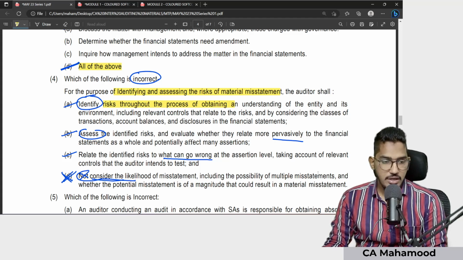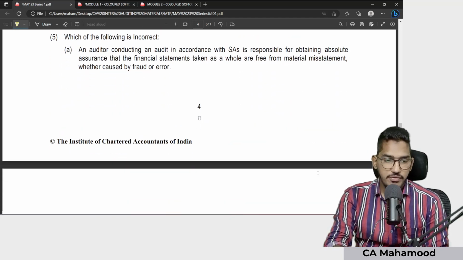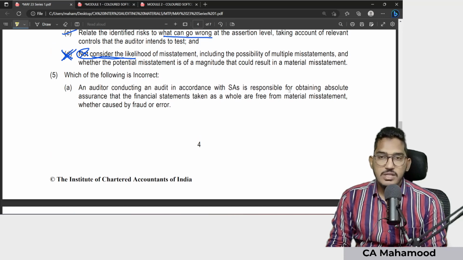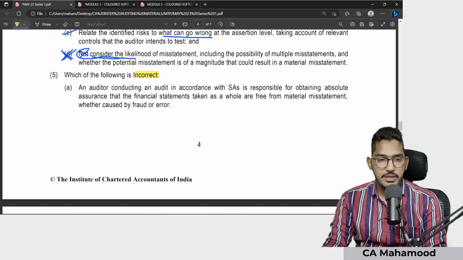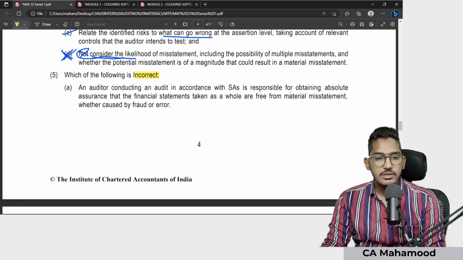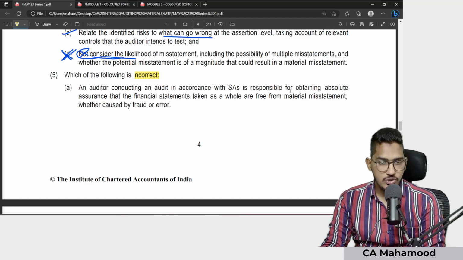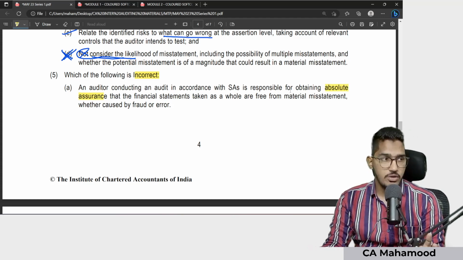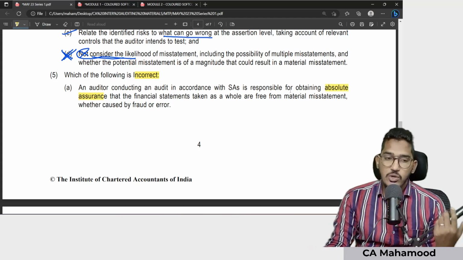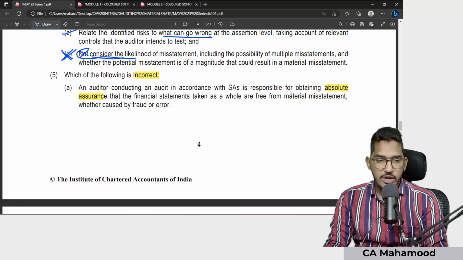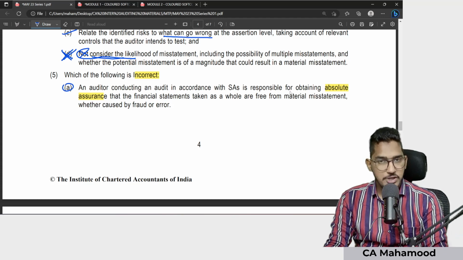Understood? Next one. Now let us talk about the fifth question. Very easy question. The fifth question also they are asking us to find out an incorrect statement. So they have given 4 options. In that we need to find out which statement is incorrect. An auditor conducting an audit in accordance with standards on audit is responsible for obtaining absolute assurance. See, the first option itself is wrong. Why? Because as we know, as per SA 200, the auditor can only obtain reasonable assurance. Auditor cannot obtain absolute assurance. So according to me, option A is incorrect. So option A should be the correct option.